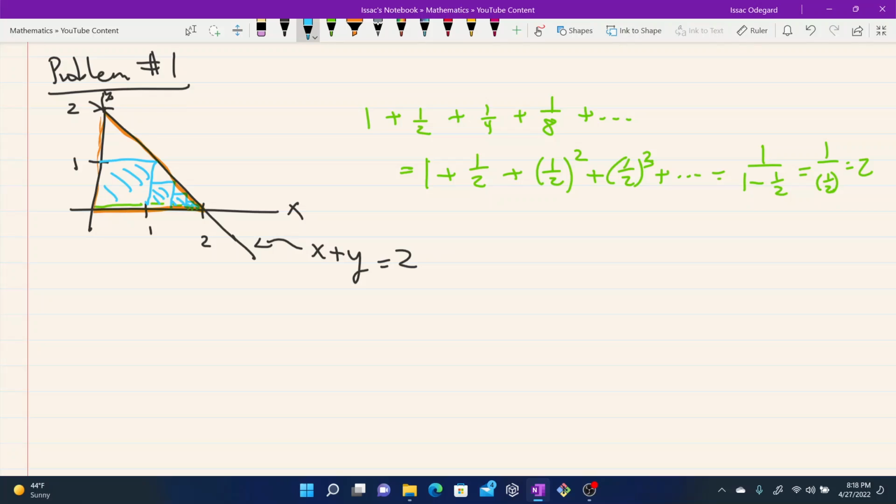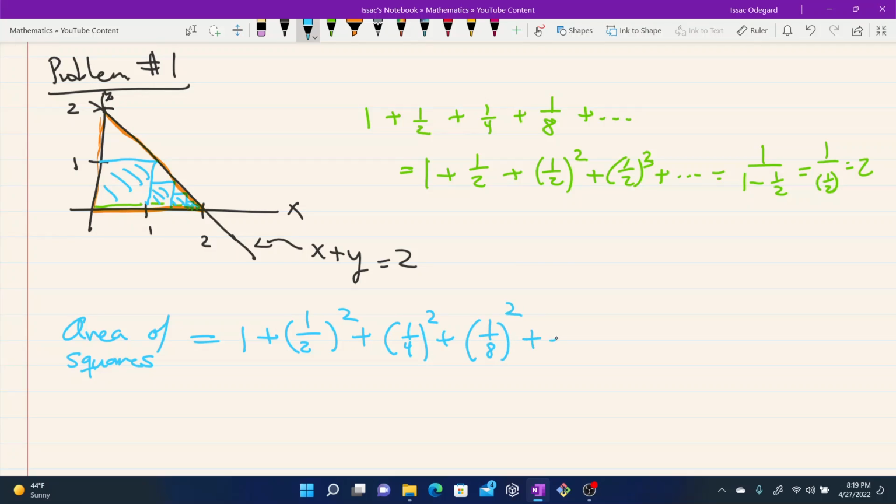So again, to get the areas of the squares, you would really just square all of these terms. So the question is, what is the area of the squares? Go ahead and try to figure this out. Okay, so this is going to be the sum of the squares of the terms in the series we just found. And again, each of these terms is smaller than the one we just found, so certainly this converges.